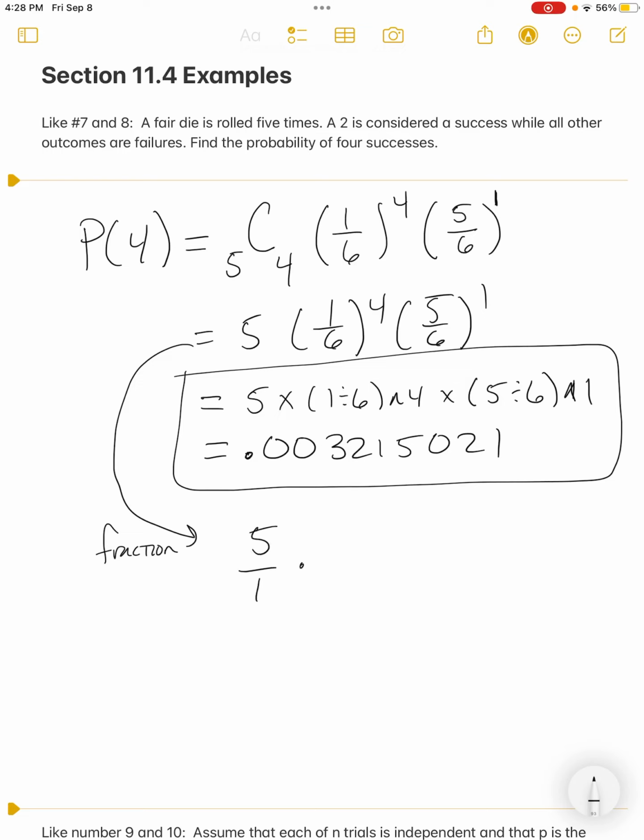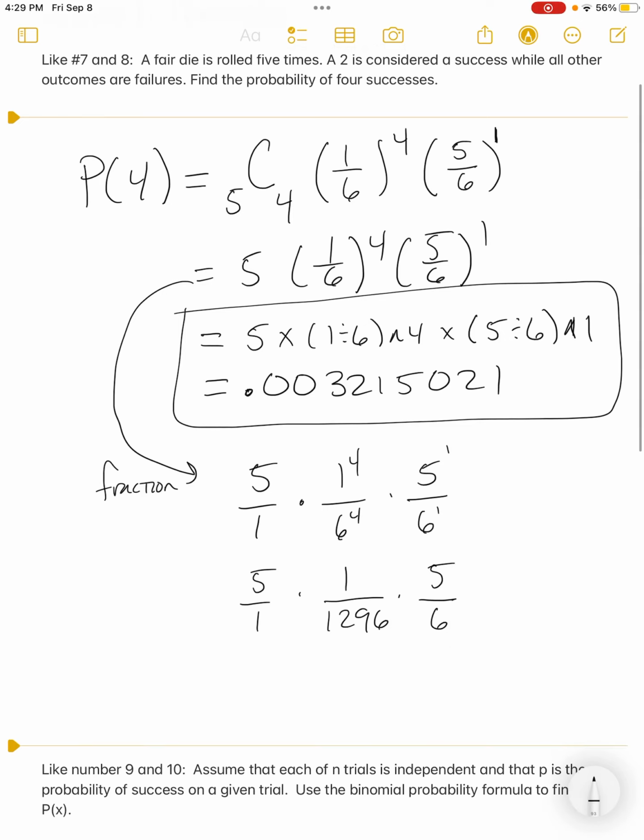I would then go to the 1/6 and take 1 to the 4th divided by 6 to the 4th. And then I would multiply that times 5/6, each one of these raised to the 1st. And so obviously I get 5/1, 1 to the 4th is 1. 6 to the 4th is, I don't know, so I put it in my calculator, and it comes out to be 1296. 5 to the 1st is 5, and 6 to the 1st is 6.